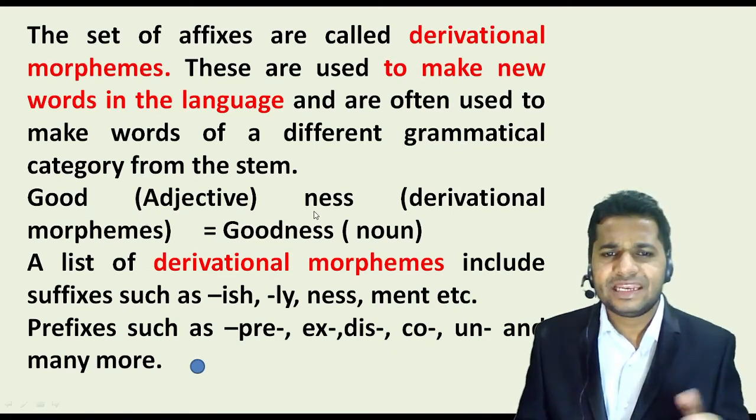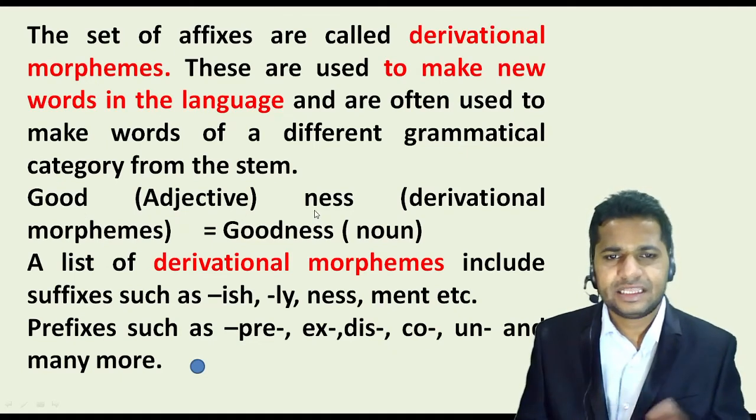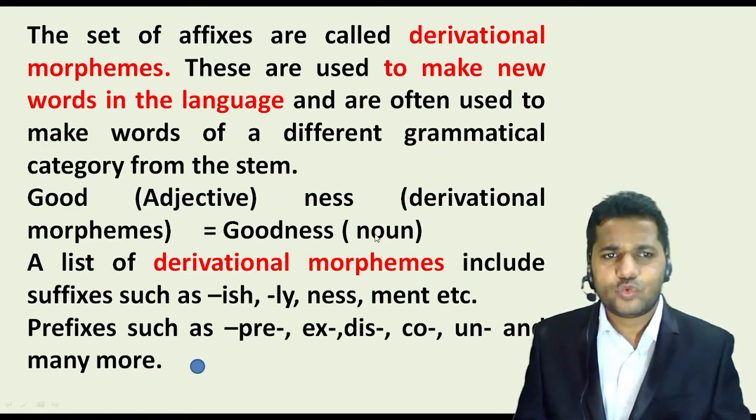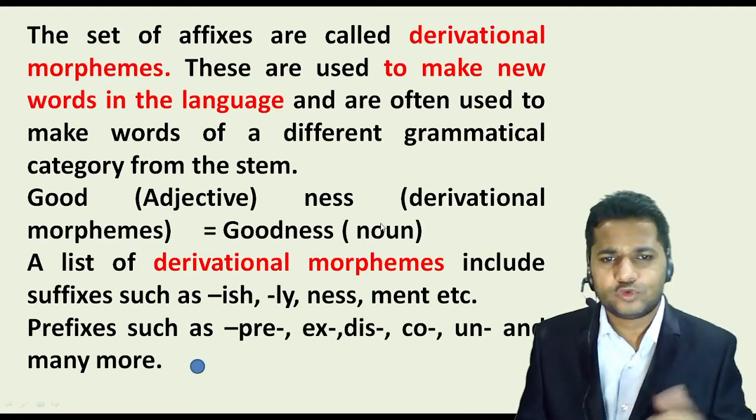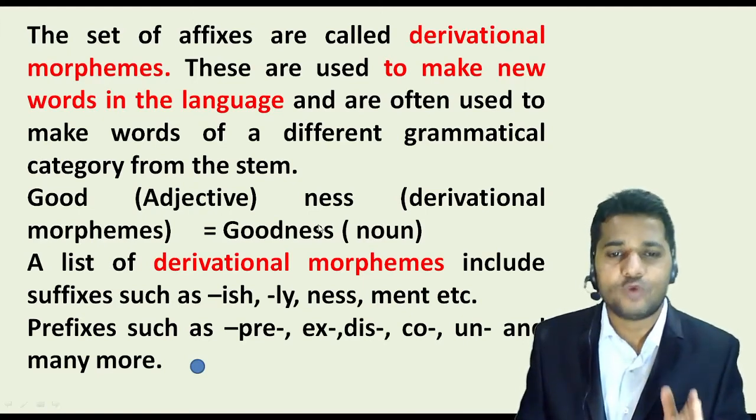When you add N-E-S-S, ness, that's a bound morpheme, you get goodness, that's a noun. So from adjective it turned into noun. That way they derive the new category of the word from adjective to noun. That's why we call them derivational morphemes.